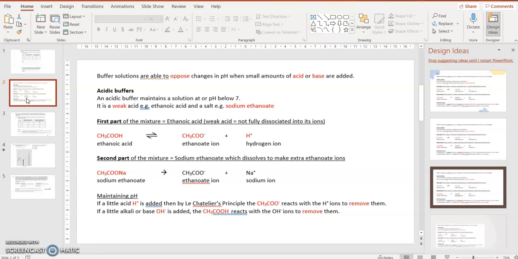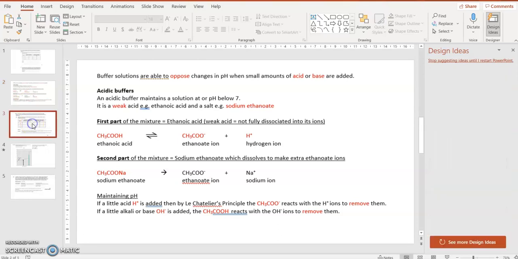Should I add a little bit of base, OH-? Well, that will react with the acid. The ethanoic acid that's in there will react with any base, OH-, and shift the position of equilibrium to the right and remove the OH-. So let's have a look at what the answer is then.